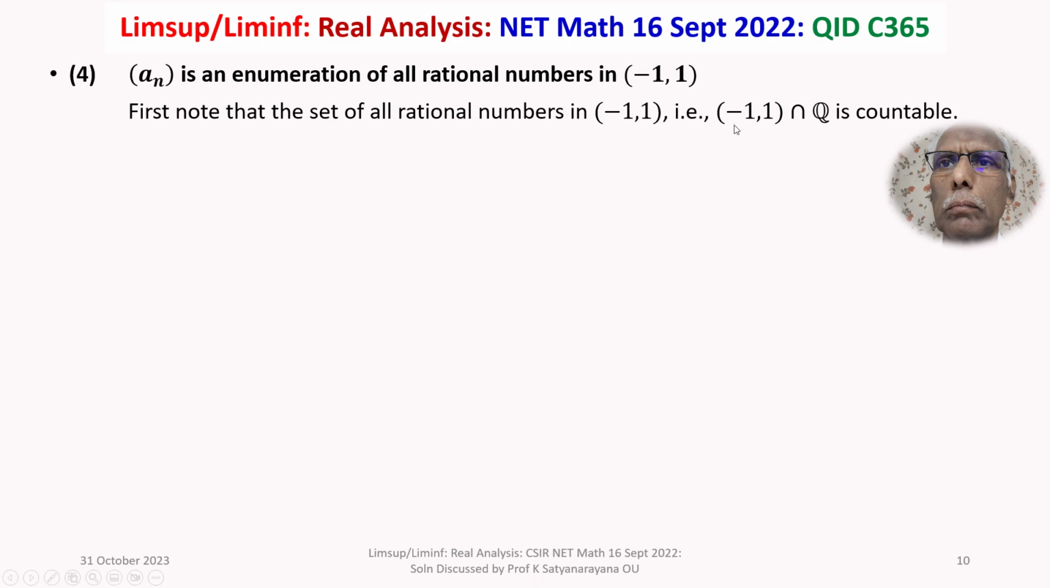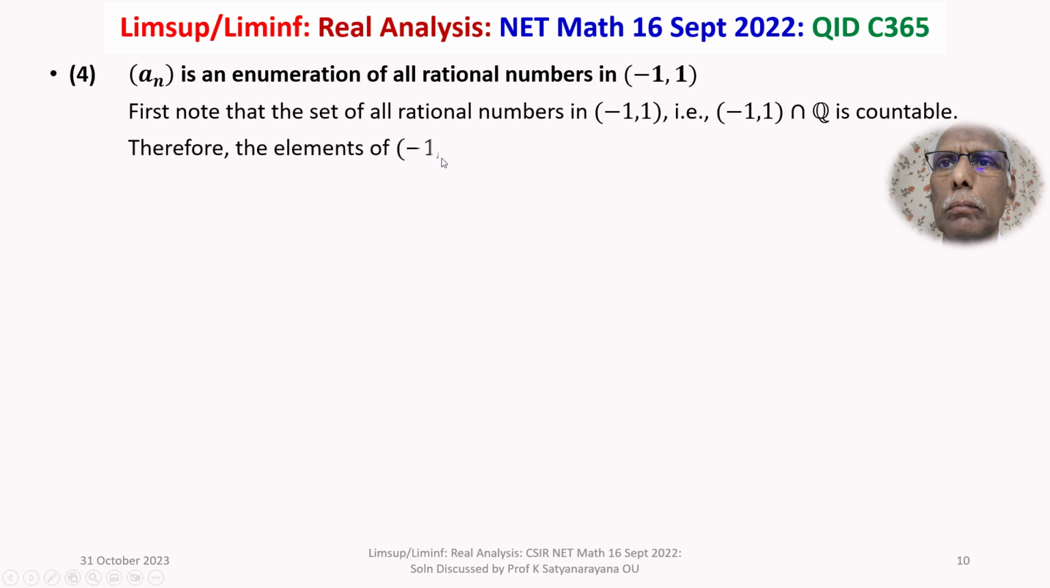And what kind of a set is it? It is an infinite set. The open interval -1 to +1 intersection Q is an infinite subset of Q, where Q is countable. And we know that every infinite subset of a countable set is countable. Therefore, the open interval -1 to +1 intersection Q is countable. Agreed. So the rational numbers that are present in -1 to +1 are countable.